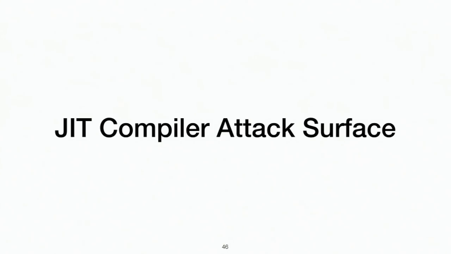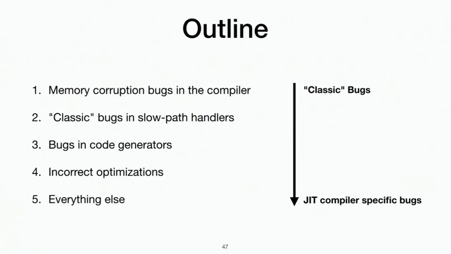Cool. So now we have a basic idea of how these compilers work. So let's talk about attack surface. Here is my list of bug categories that I want to talk about in this talk. The list is sorted from classic bugs that don't really have anything to do with JIT compilers to very specific bugs that you can only find there, right?